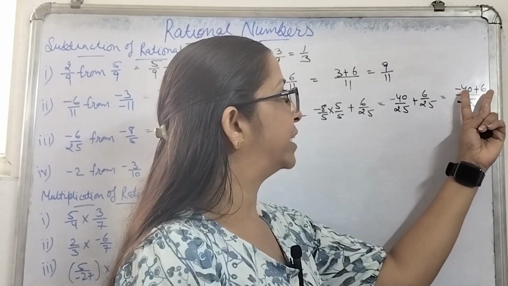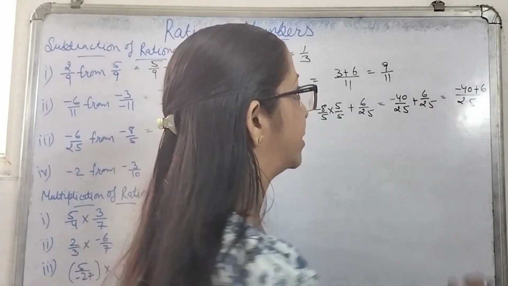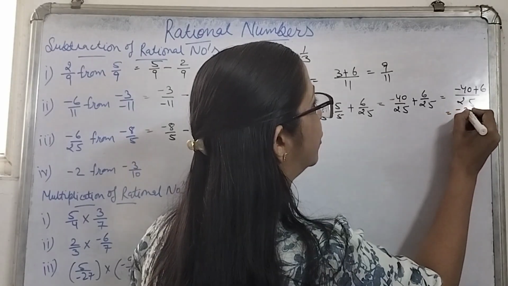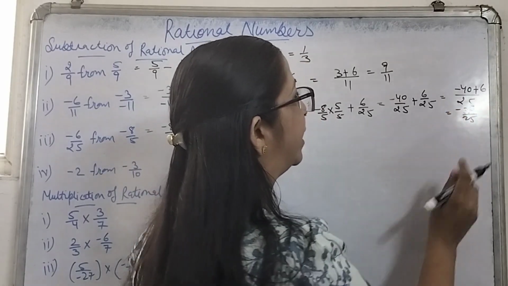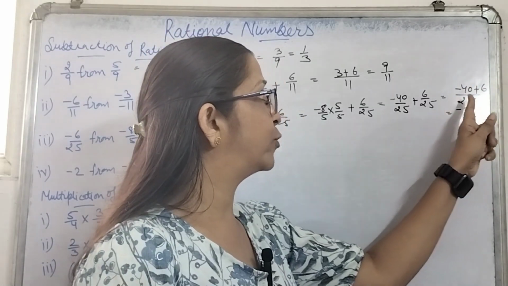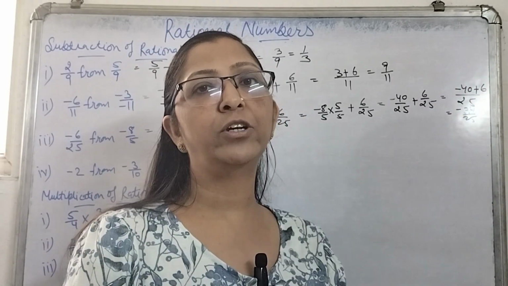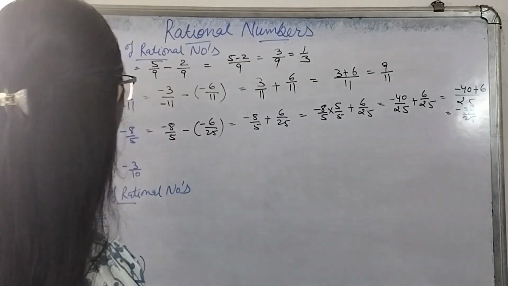So we will be subtracting these two, but the bigger number is negative, so the final answer will be negative. So it will be minus 34 divided by 25 will be the answer. We will be subtracting 40 and 6, it will be 34, and because 40 is negative, the final answer will be minus 34.